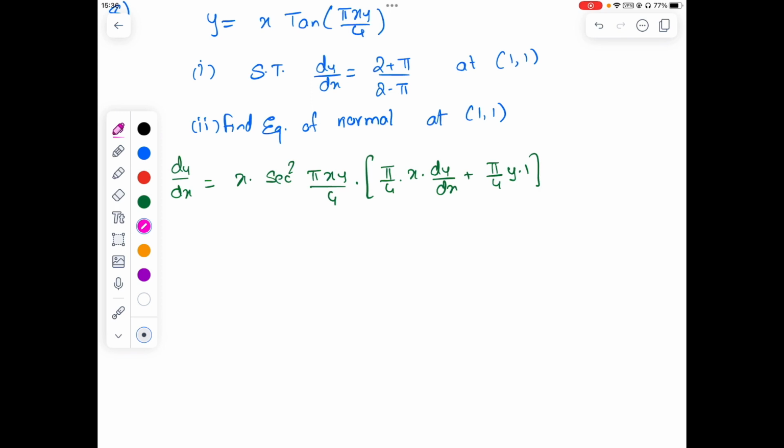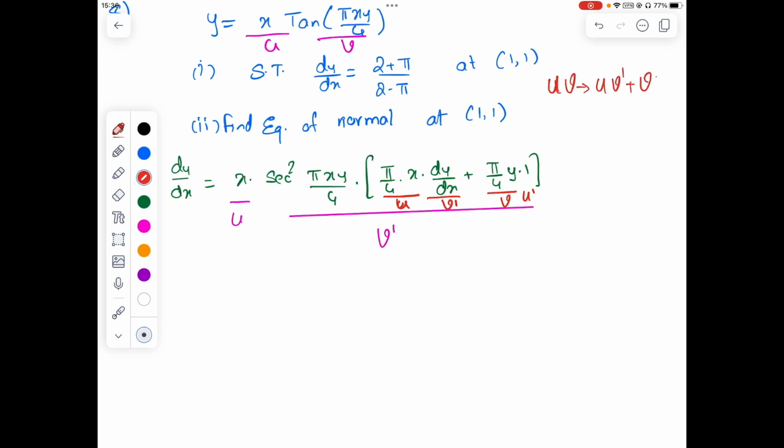So what have I done? I did uv prime. First of all, this is u and this is v. I have kept u as it is, and this entire thing is v prime. In that v prime, pi x is u and v is dy by dx, which gives v prime. So uv prime, and again this will become v times u prime. The derivative of uv is uv prime plus vu prime.